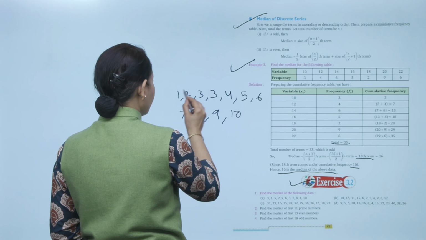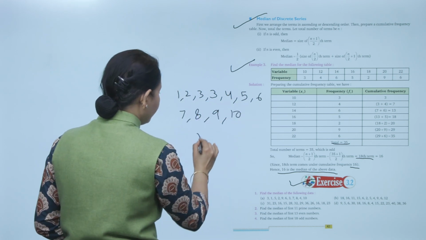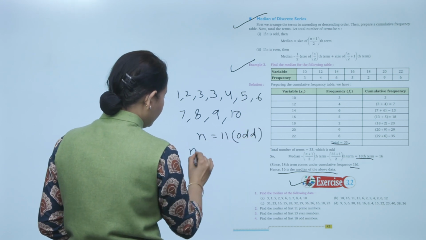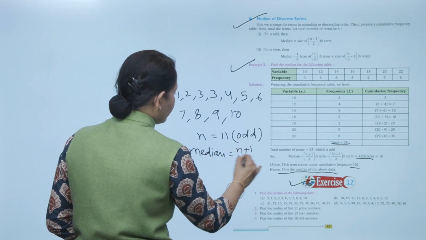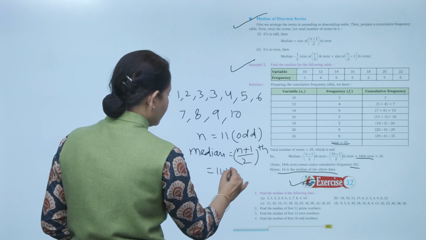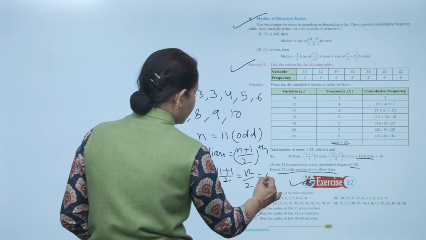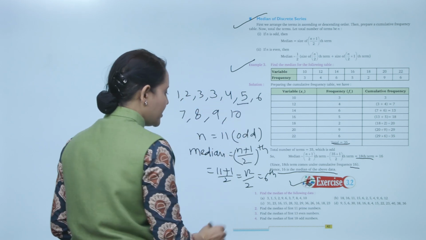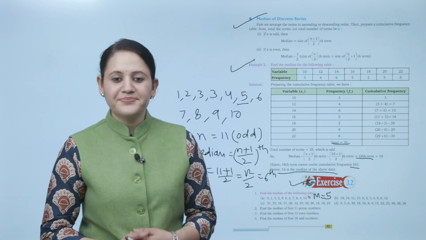So the number of observations: 1, 2, 3, 4, 5, 6, 7, 8, 9, 10, 11. So the number of observations is odd. So the median equals the (n plus 1) upon 2 observation. 11 plus 1 upon 2, that is 12 upon 2, that means the sixth observation. 1, 2, 3, 4, 5, 6. The sixth observation is 5. So the median, M, equals 5. Clear?